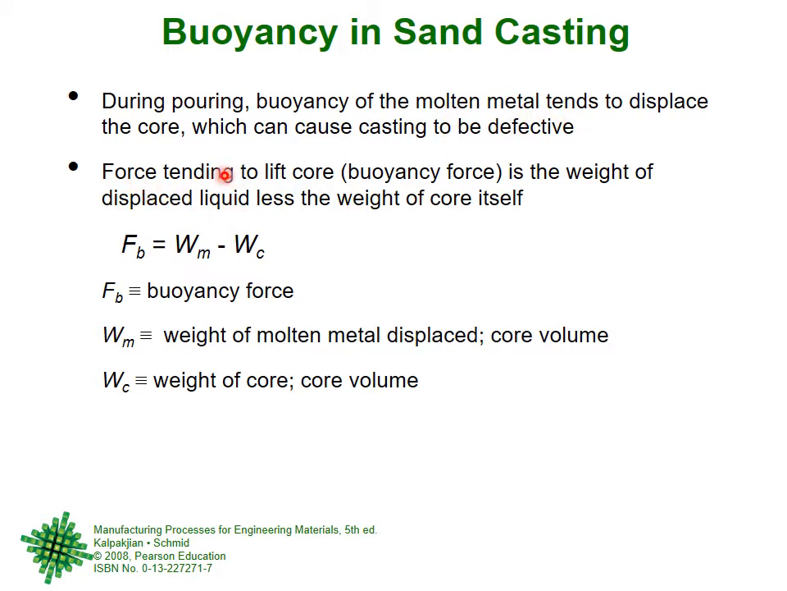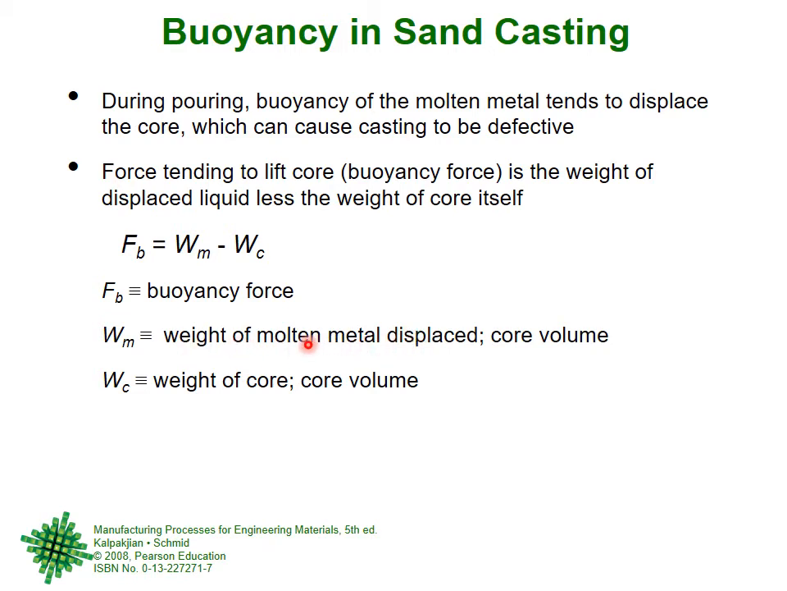The force tending to lift the core, the buoyancy force, is the weight of the displaced liquid less the weight of the core itself. This less means minus. So this is the equation, very simple: FB = Wm - Wc. FB is the buoyancy force. Wm is the weight of the molten metal displaced.